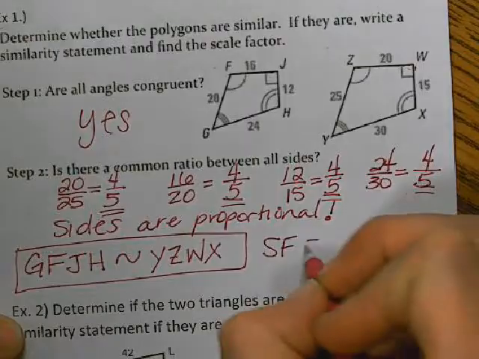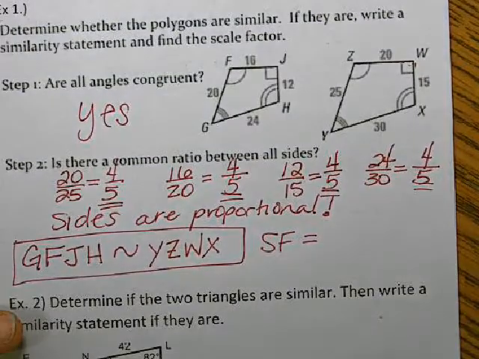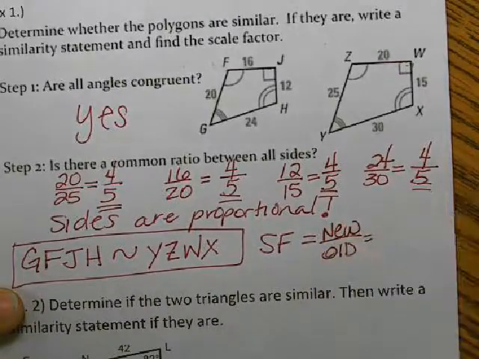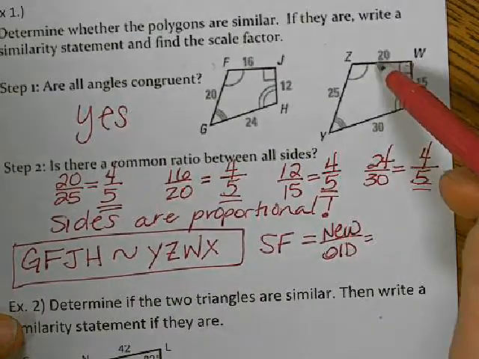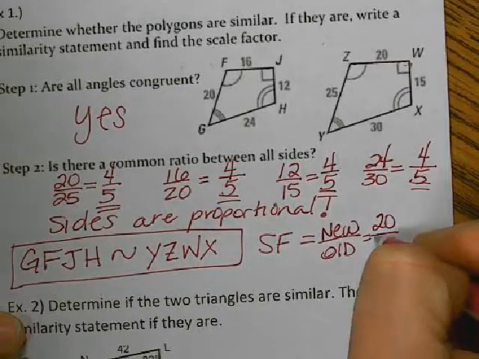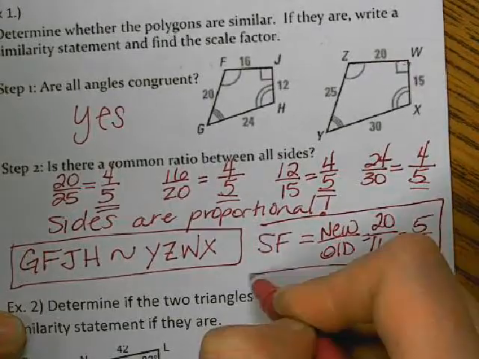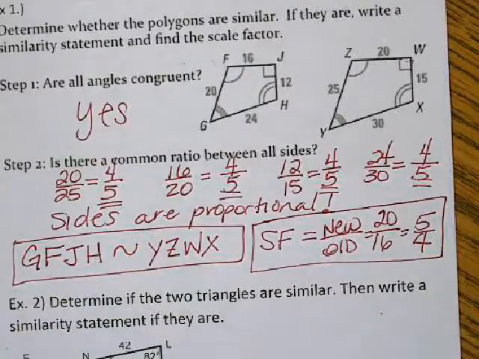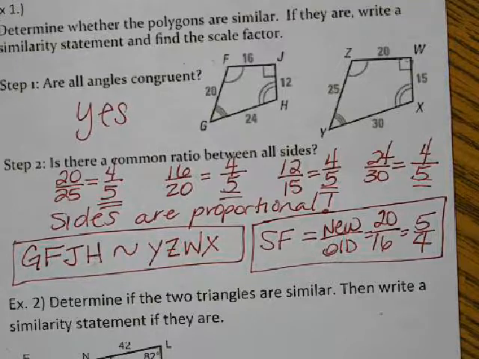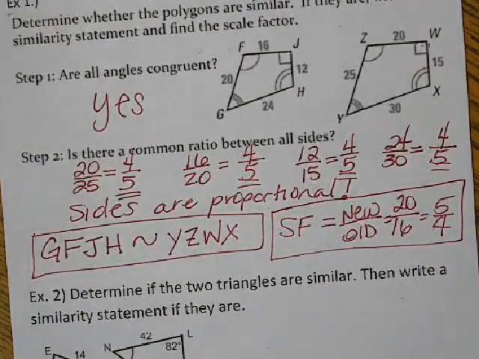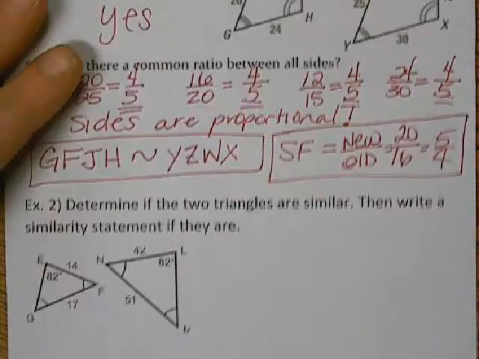And then they also asked us to find the scale factor. The scale factor, remember, is new over old. So the new, we just pick any one of these sides. New is 20, old is 16. So the scale factor is 5 over 4. Okay? So when they ask you, are they similar, you have to answer those two questions. Do they have congruent angles, and do they have proportional sides? That's it. Alright, example 2.